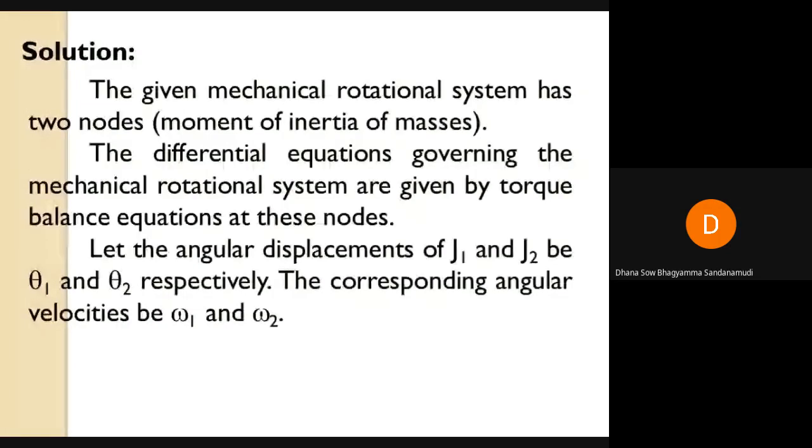So there are two nodes. System is slow. There are two nodes. So let us assume angular displacements at those two nodes are theta 1, theta 2. Angular velocities are omega 1 and omega 2 at these nodes. So this is the free body diagram at node 1.